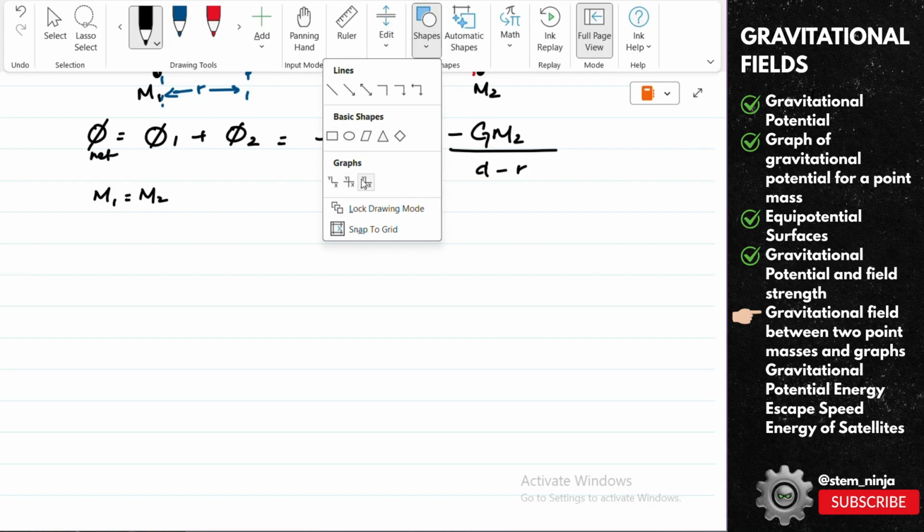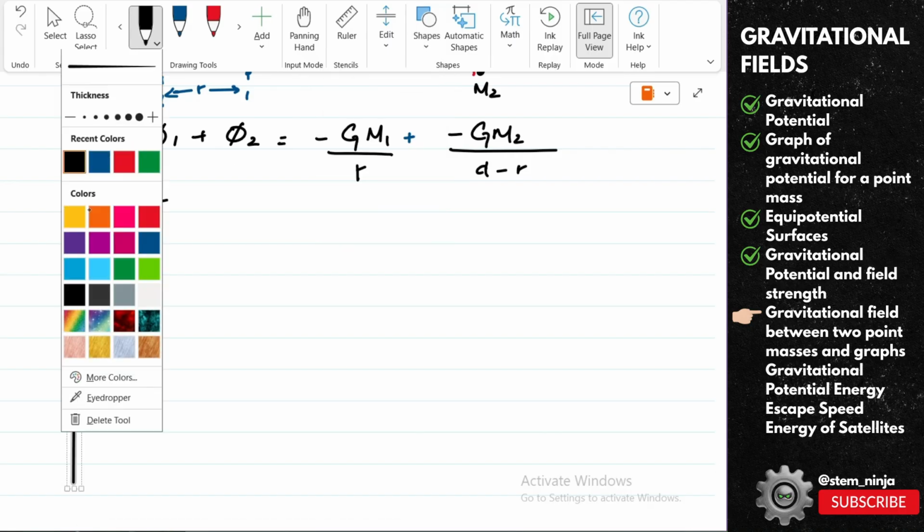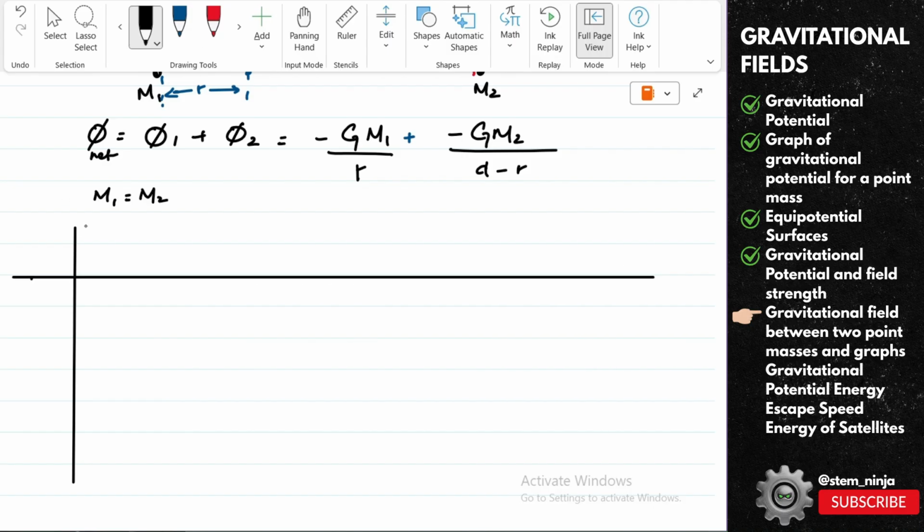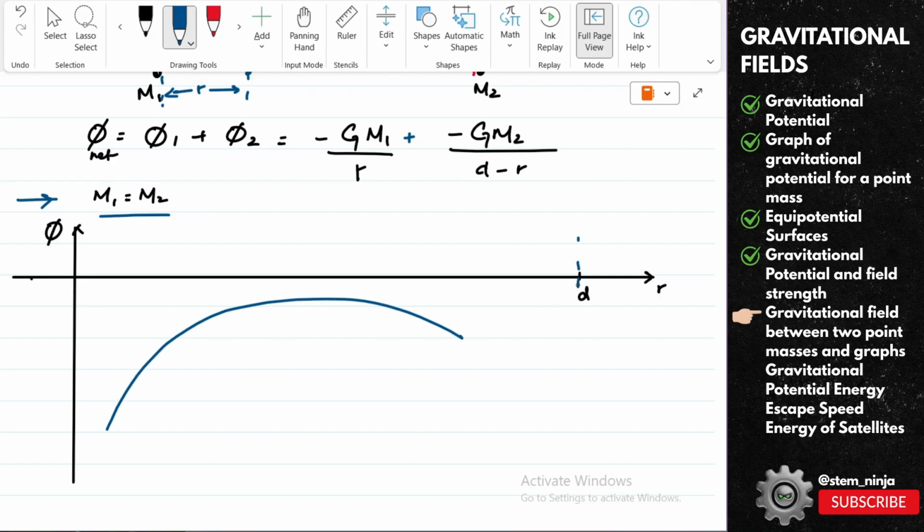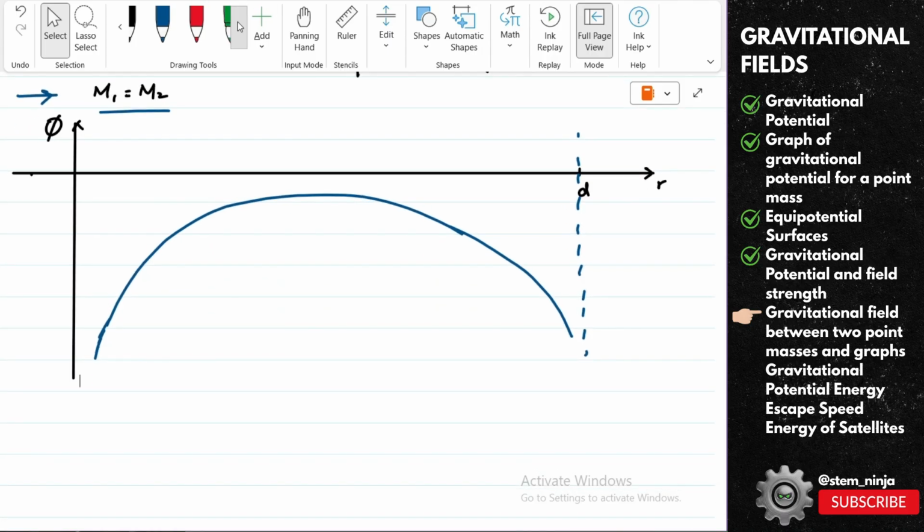So if we draw the graph for them, this is your phi, and this is your r. Let's say this is your d, the distance between them. If they are identical masses, it's going to go, let's make a dotted line over here, somewhat like this, almost identical over here. Okay, now let's try to explain the shape and understand what the field would look like.